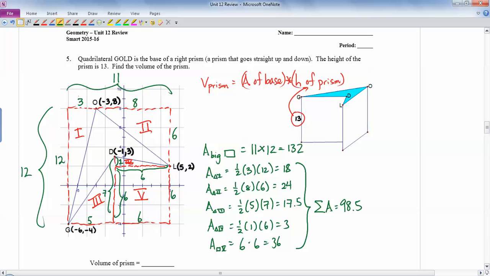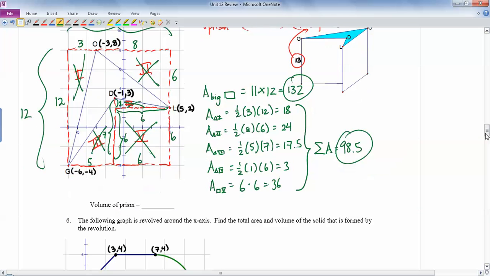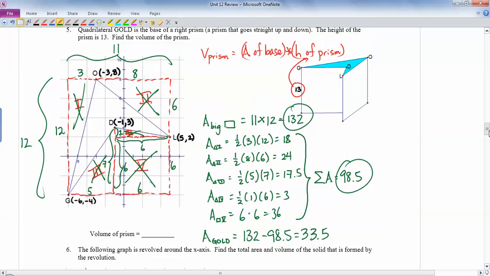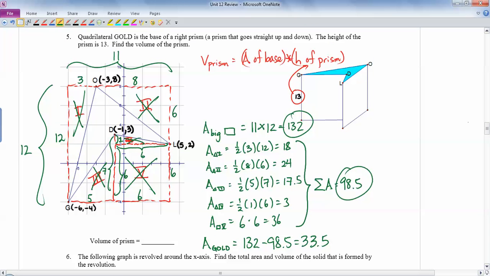So remember now, the whole rectangle is 132, and if I get rid of this triangle, this triangle, that triangle, this triangle, and that square, then I'm left with the boomerang shape. So I'm going to do 132 minus 98.5. So the area of gold is 132 minus 98.5, which is 33.5. So that's the base. That's the area of the base.